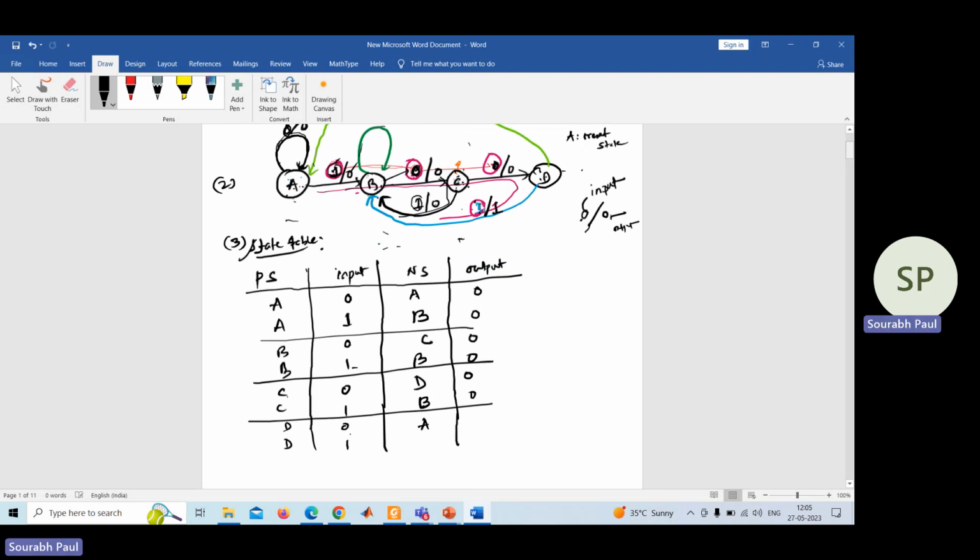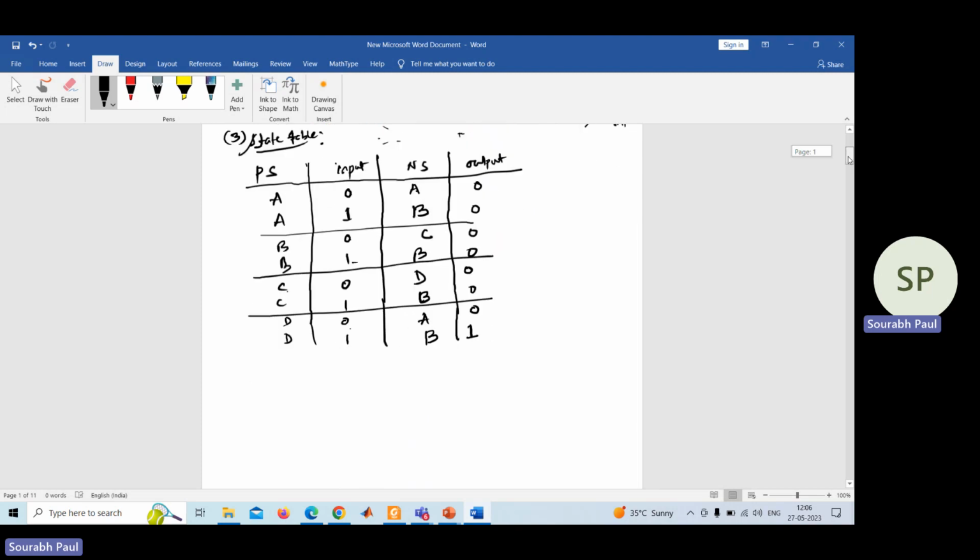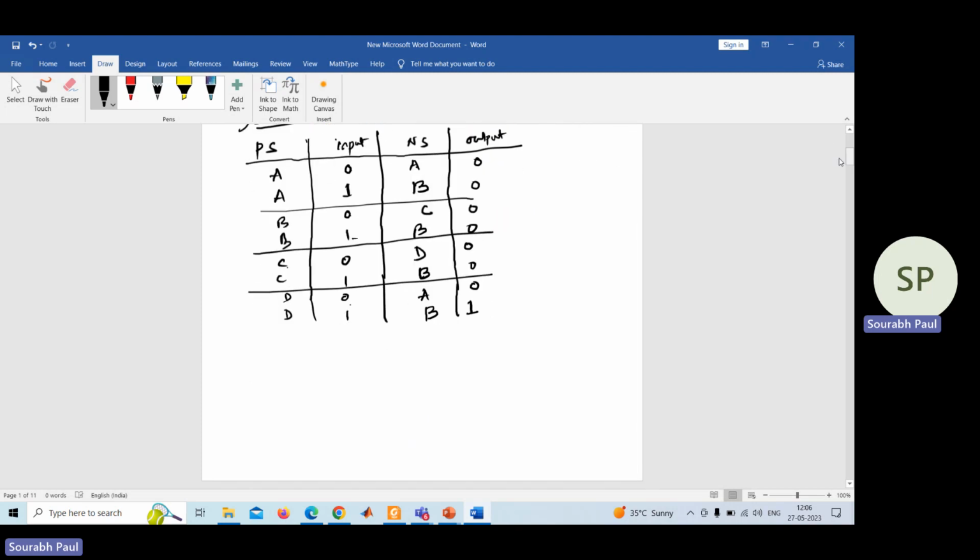Now for D, if the input is 1, you are going to B, and at that time the output is 1. You can remember here the output was 1, and for the previous ones, the output is 0. So the state table is almost made. Now from here, we need to consider different values. So how many states are there in this particular problem? 4 states are there: A, B, C, D.